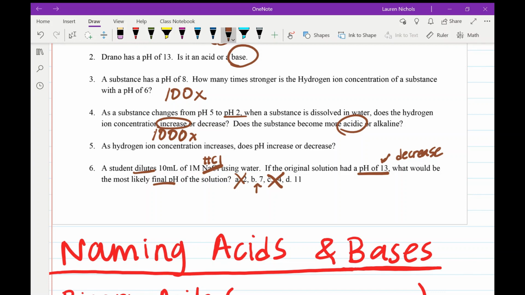Now 7 is a possibility because that's where water is and it's neutral, but keep in mind that our pH is 13 and they're saying they're diluting it, but they don't say they're diluting it a whole lot, which means that D is most likely what it is. In order for it to go from 13 to 11, they would probably have to increase the volume from 10 milliliters to about 1,000 milliliters, and again it would only drop the pH by about 2 because of that change in concentration. So hopefully this video helps and gives you an idea of some practical questions that you could be asked on a quiz or test.